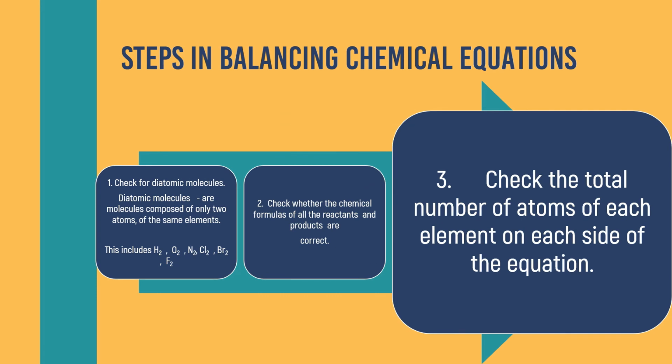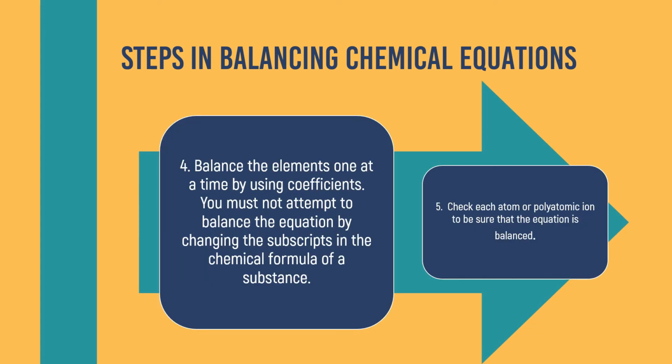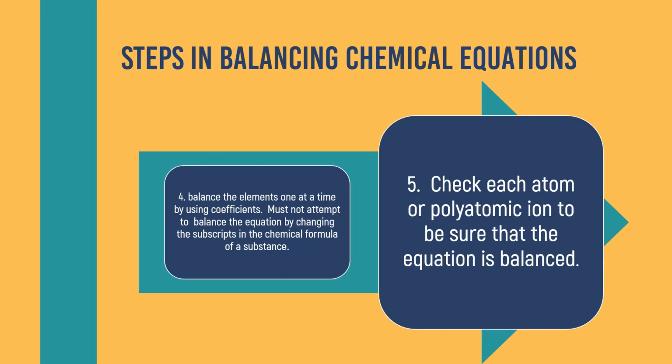Next, number 3, check the total number of atoms of each element on each side of the equation. Next, number 4, balance the elements one at a time by using coefficients. You must not attempt to balance the equation by changing the subscript in the chemical formula of a substance. Check also each atom or polyatomic ion to be sure that the equation is balanced.